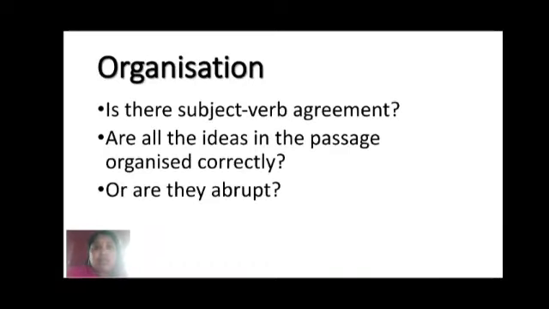In the organization, you should always know that the passage should be in a proper way, so that nobody will find any flaws in it. So first you will all have to know if there is a proper subject verb agreement. Then, are all the ideas in the passage organized correctly or are they abrupt? Abrupt is jumbled. You should make sure that when the idea starts from one point towards the end, everything should be in a proper way.